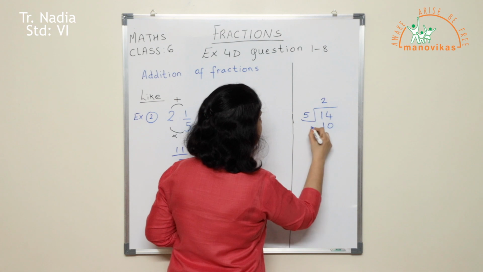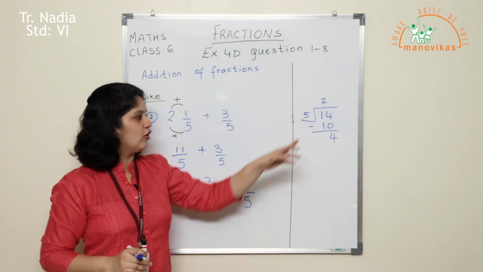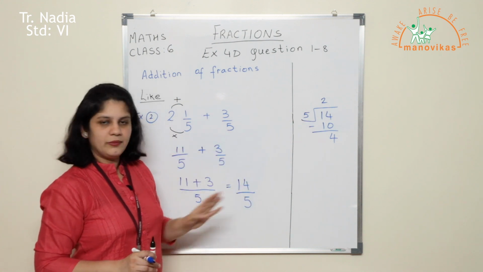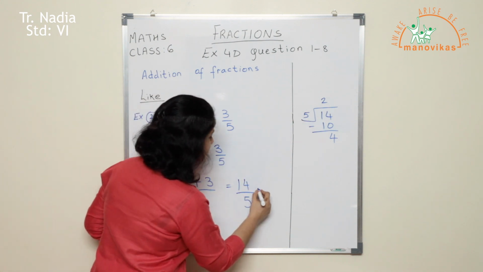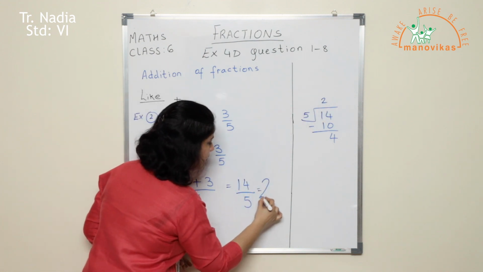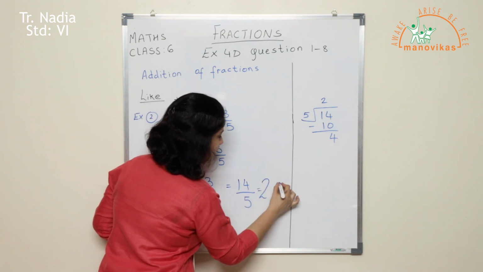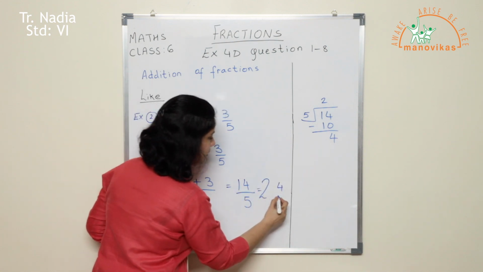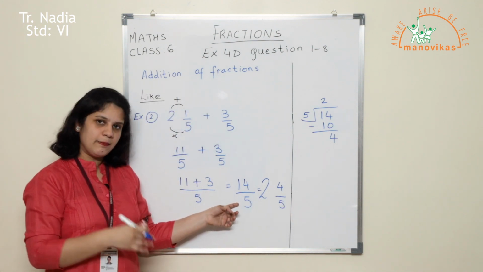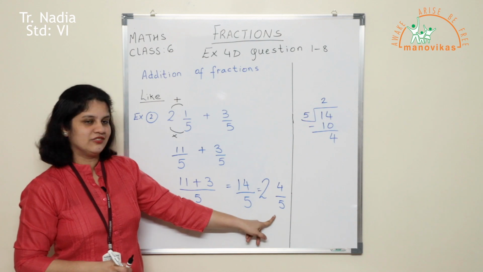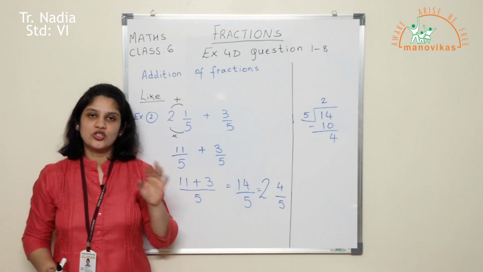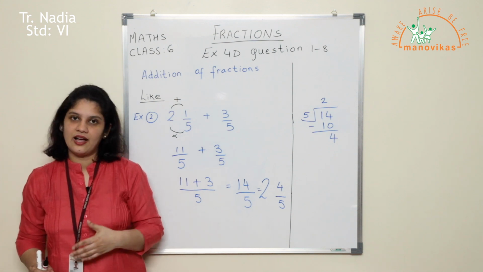5 2s are 10. So after dividing, I got 2 as the quotient, 4 as the remainder, and the denominator will not be changed in my answer. So my final answer will be 2, which is the quotient, becomes the whole number. 4, which is the remainder, will become the numerator, and the 5 remains as it is in the denominator. So 14 upon 5, which was an improper fraction, I have now converted to a mixed number, 2 4 upon 5.